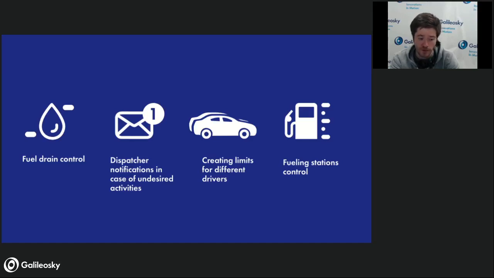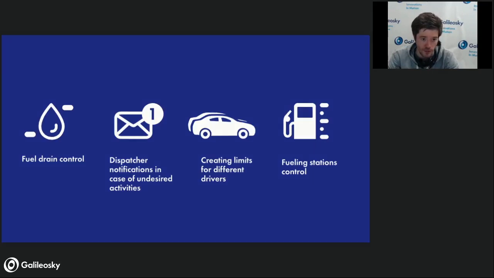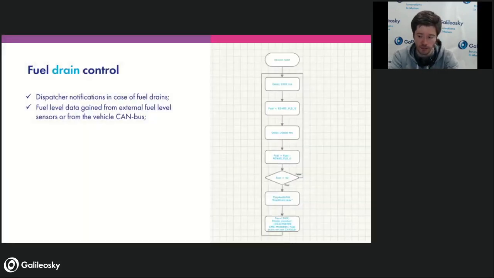Limits of fuel consumption for different drivers can be created, and we can also control which fueling stations the driver is using for his vehicle. So these are examples of how and what we can do in EasyLogic. This is pretty easy. I will not cover all the examples in detail. You can look at the algorithms further. They are pretty much applicable, and you can use them as an example to create your own.